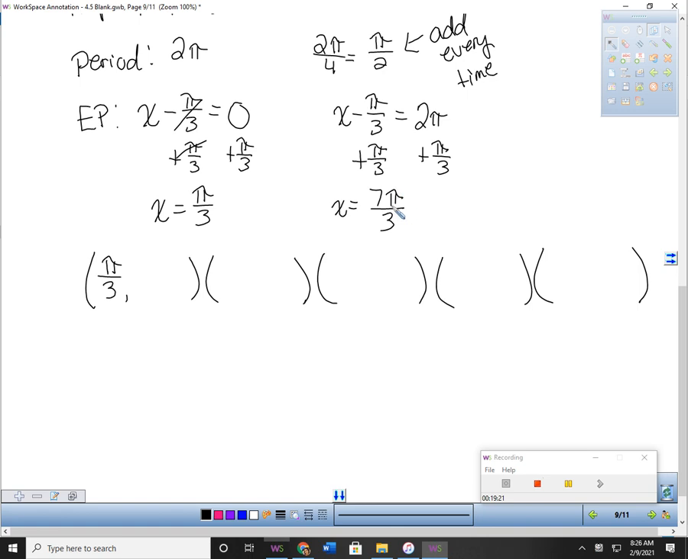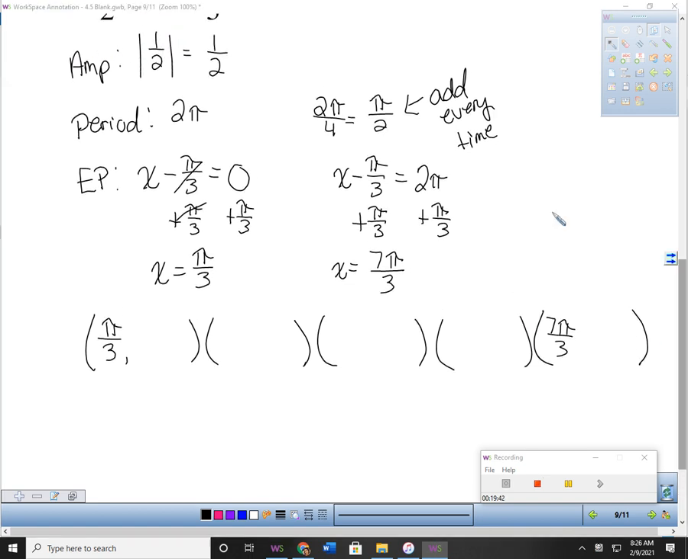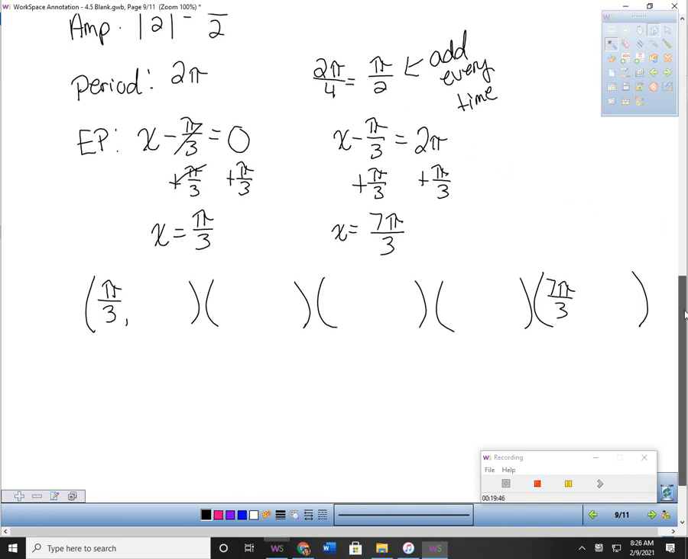And the very last one should be 7 pi over 3. So this tells me where I'm going to start. This tells me where I should end. So to get the middle x values, you're going to be adding pi over 2 every time. So if I take pi over 3 and I add pi over 2, I get 5 pi over 6.